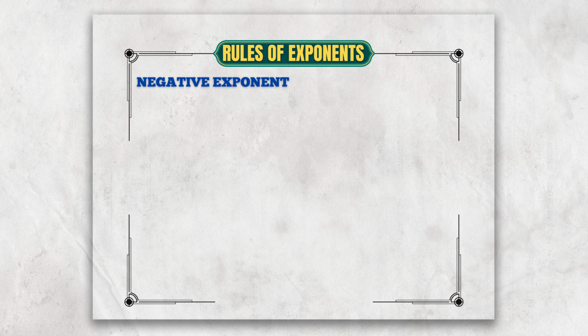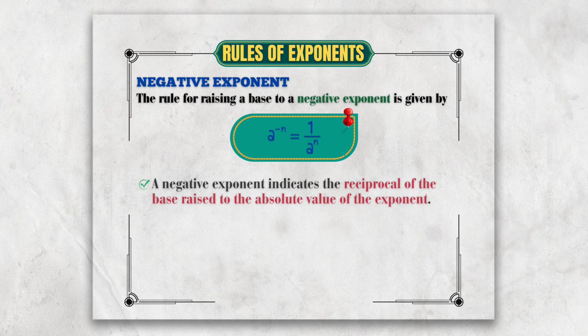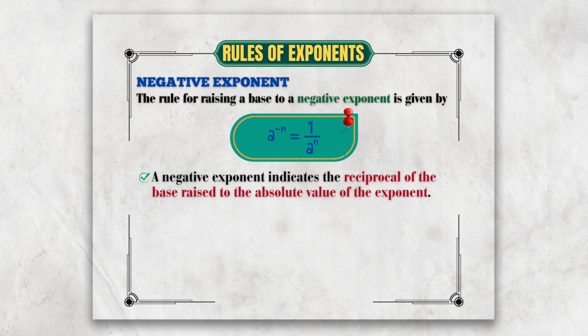We also have the negative exponent rule. It states that a raised to the power of negative n equals 1 over a raised to the power of n. This rule allows us to convert a negative exponent to a positive one. Essentially, a negative exponent indicates the reciprocal of the base raised to the absolute value of the exponent. Here are some examples.